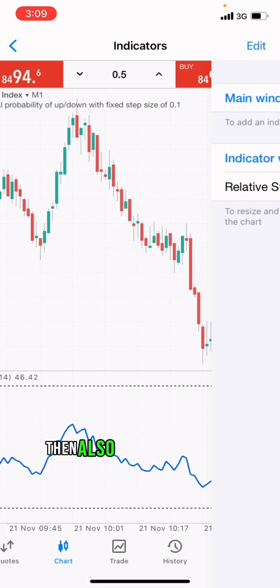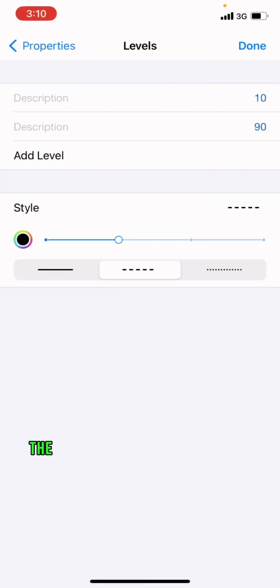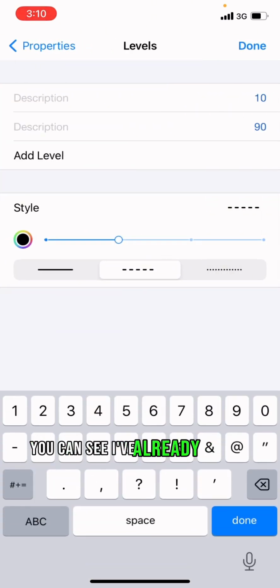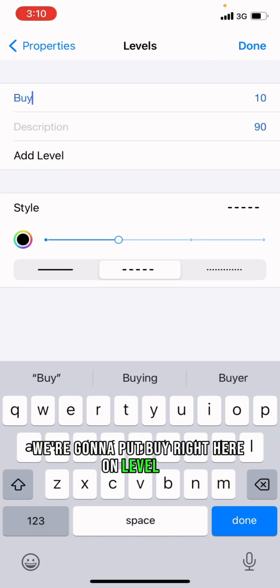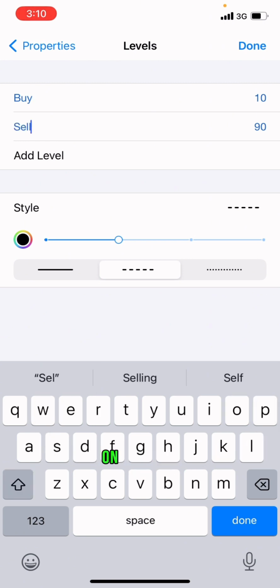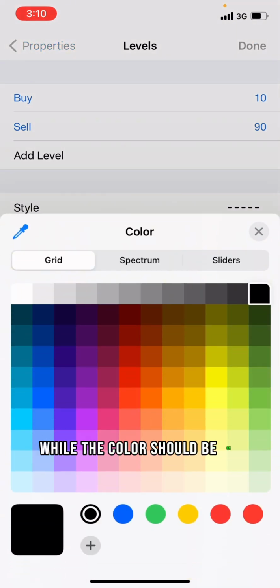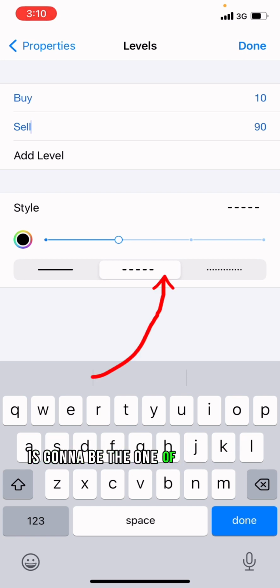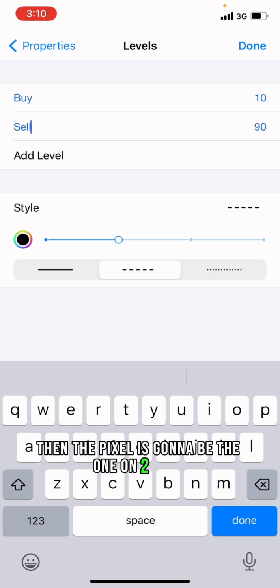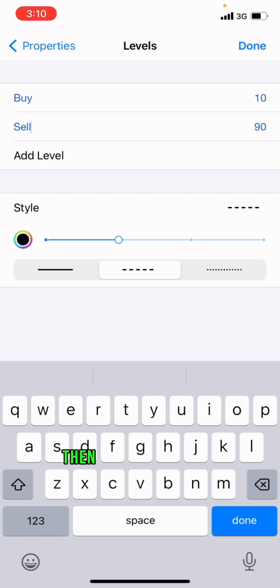All right, then we're also going to set the levels, which is level 10 right here and level 90. You can see I've already set the levels, but on yours it's going to be on default 0, so you can choose 10 right here and also 90. We're going to put buy on level 10, and we're going to put sell on level 90. Then the style right here, we're going to put it on 2 pixel, while the color should be black, or you can use any color of your choice. Then the line right here is going to be the one in the middle, the one with the space line. Then the pixel is going to be 2 pixel, which is this one right here. Then you click on done.